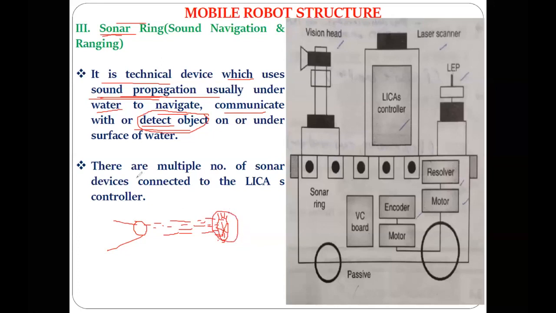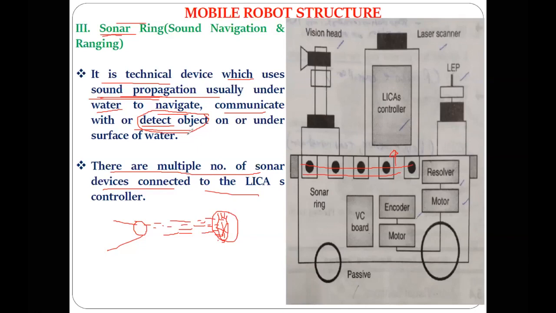So there are multiple such sonar devices connected to the LICA controller. You can see here, these are all the sonar rings which are connected to the LICA controller. So what is the sonar ring's job? With the help of sound release or sound propagation, it helps for navigation to find the direction, or for communication, or for the detection of any obstacle on the way of the robot, or any obstacle in the way of the ship.